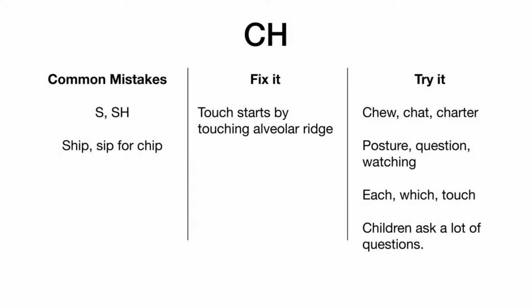So you're going to touch the tip of the tongue to the alveolar ridge, the back of the top front teeth, and then your tongue is going to pull back. Okay. All right. So just listen to some of the words here. Chew, chat, charter, posture, question, watching. Each, which, touch. Children ask a lot of questions.